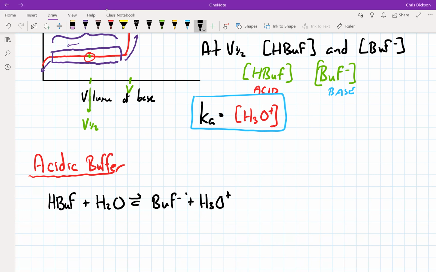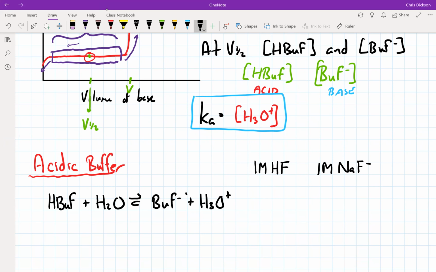So I'm going to pick a chemical that I know does form an acidic buffer, that means a pH below 7. And that would be if I took, say, 1 molar HF and 1 molar sodium fluoride, say.